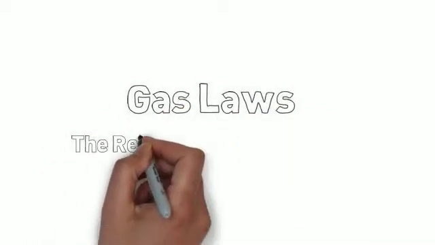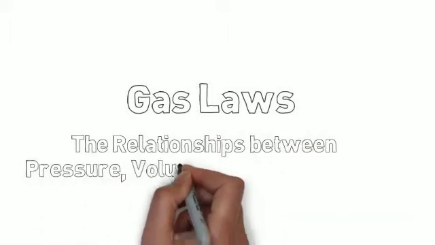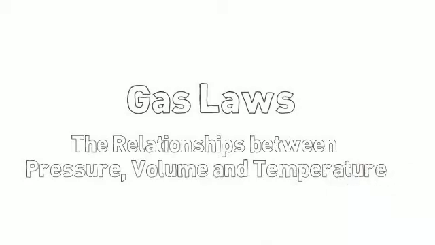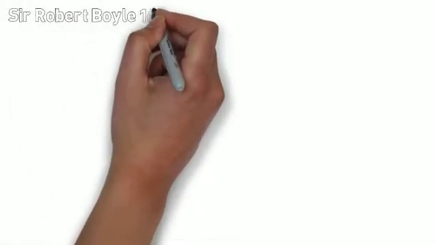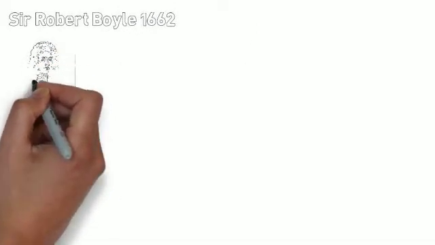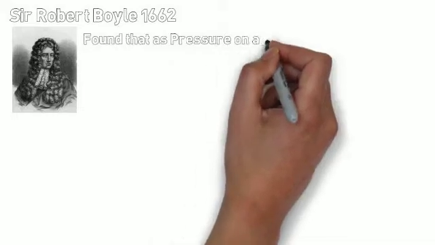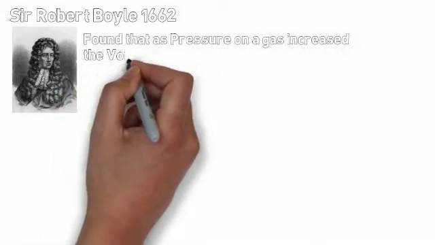Okay, so we're going to talk about gas laws today, focusing on the relationships between pressure, volume, and temperature. We're going to start off by talking about Sir Robert Boyle, who was one of the first scientists to actually use experimentation. He lived from 1627 to 1691, and he was an atomist. He went against Aristotle's theory that there were only four elements. He actually defined what an element was.